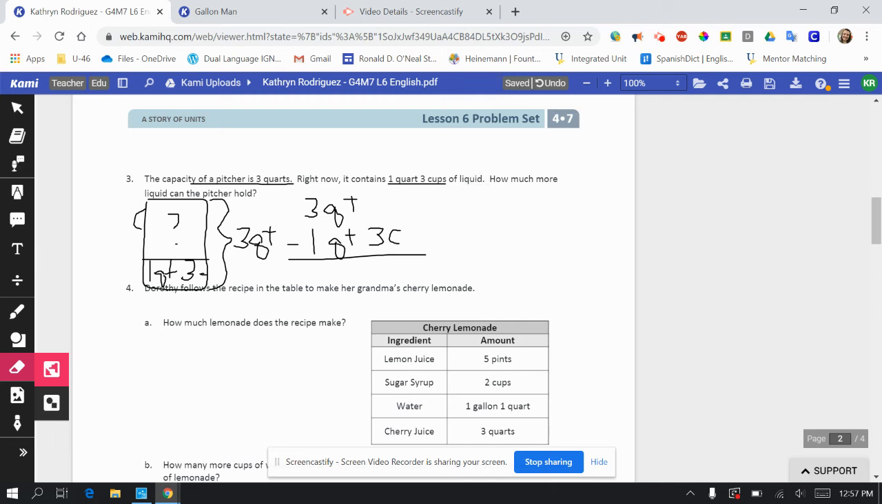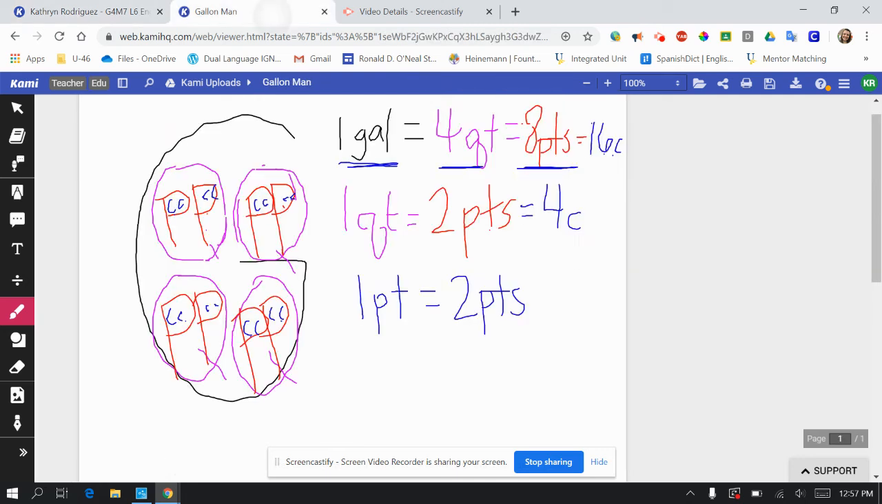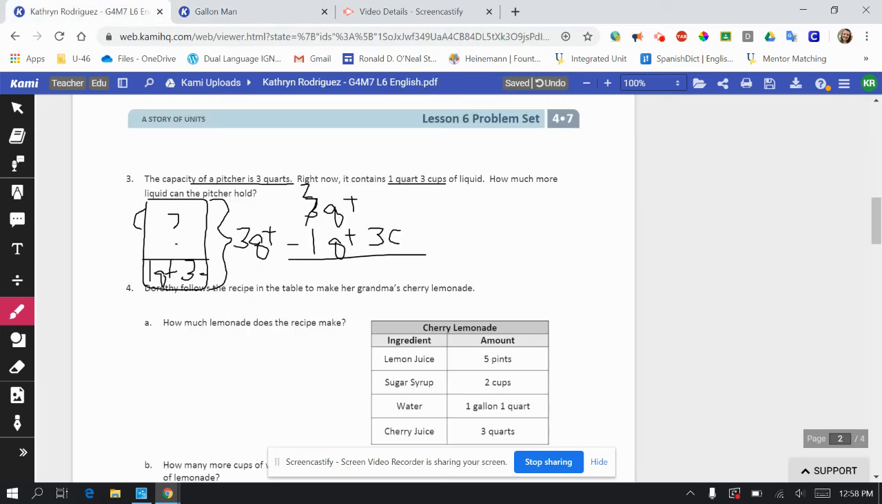Okay, we've got to do something similar here. We're going to take 1 quart and we're going to turn it into cups. I'm going to go back to my Gallon Man. 1 quart is 2 pints is 4 cups. So I'm taking the quart and I'm turning it into cups. Also going to erase those lines because I don't want them to confuse me later. 1 quart equals 4 cups.